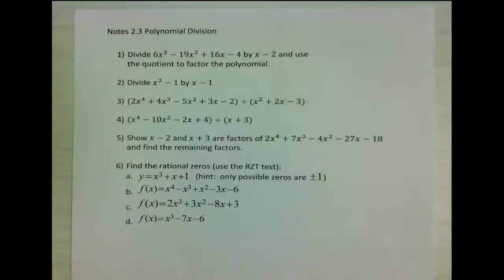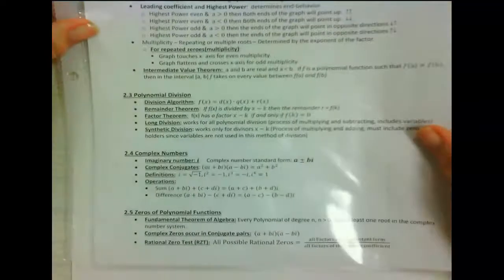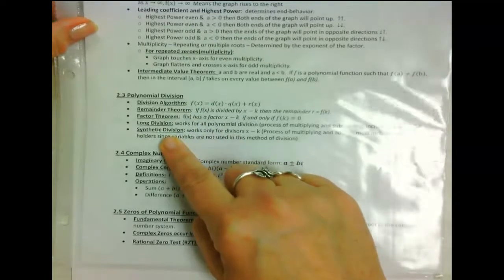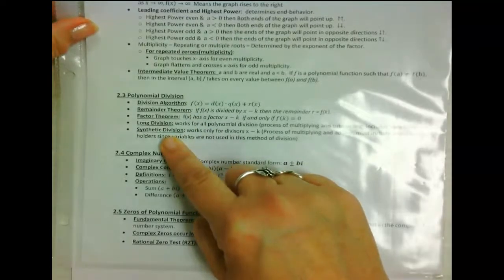Hello, today we are looking at section 2.3, which is reviewing polynomial division from Algebra 2. So remember that we have our help sheet online. So we're looking at these things right here. They're the definitions that you learned in Algebra 2, and we'll talk more about them today.